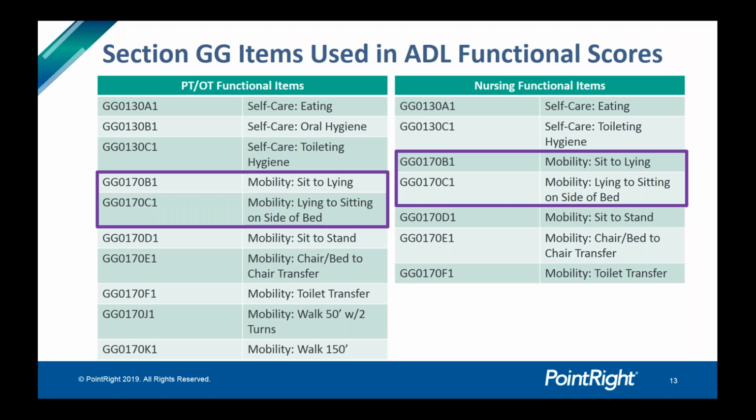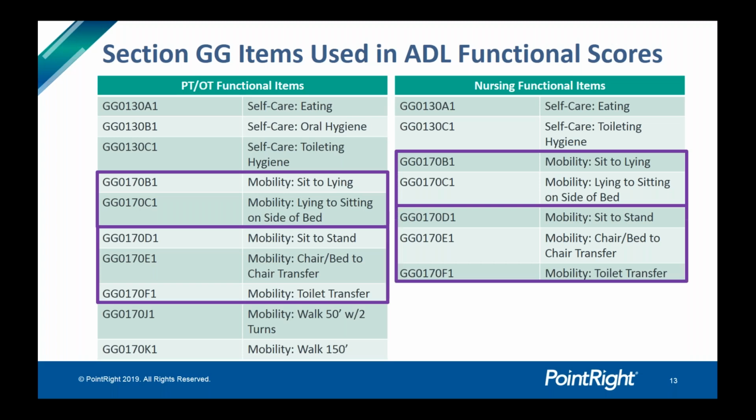And then there are 3 transfer items: sit to stand, chair or bed to chair transfer, and then toilet transfer. So these are 3 different types of transfers. And then we have the walking items, 50 feet with 2 turns, or walking 150 feet. Now, the PT/OT functional items and the nursing functional items have a lot of overlap, but there are a couple of differences. Nursing does not consider oral hygiene, and it also doesn't consider the walking items. So it's a truncated score, and you'll see that come up in the calculation.